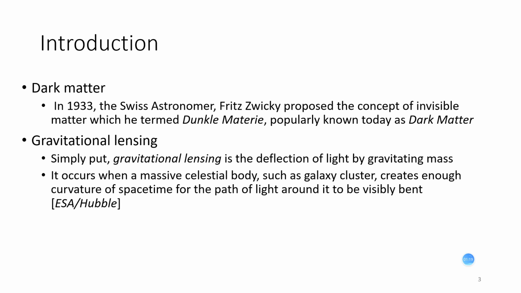So first of all, I will give you a brief introduction about the research background. In 1933, a Swiss astronomer proposed the concept of invisible matter, which he termed dunkle Materie, popularly known today as dark matter. Gravitational lensing, simply put, is the deflection of light by gravitating mass. It occurs when a massive celestial body, such as a galaxy cluster, creates enough curvature of space-time for the path of the light around it to be bent.